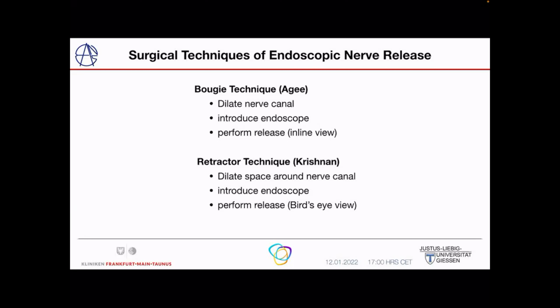In the retractor technique, you dilate the space around the nerve canal, or for that matter anything, and introduce the endoscope into the tent which you have created of the soft tissue and perform the release. You have a bird's eye view of the structure you're going to manipulate, and you need supple tissue. You need tissue that is elastic and allows itself to be raised like a tent. You cannot operate on Iron Man with that, sorry.